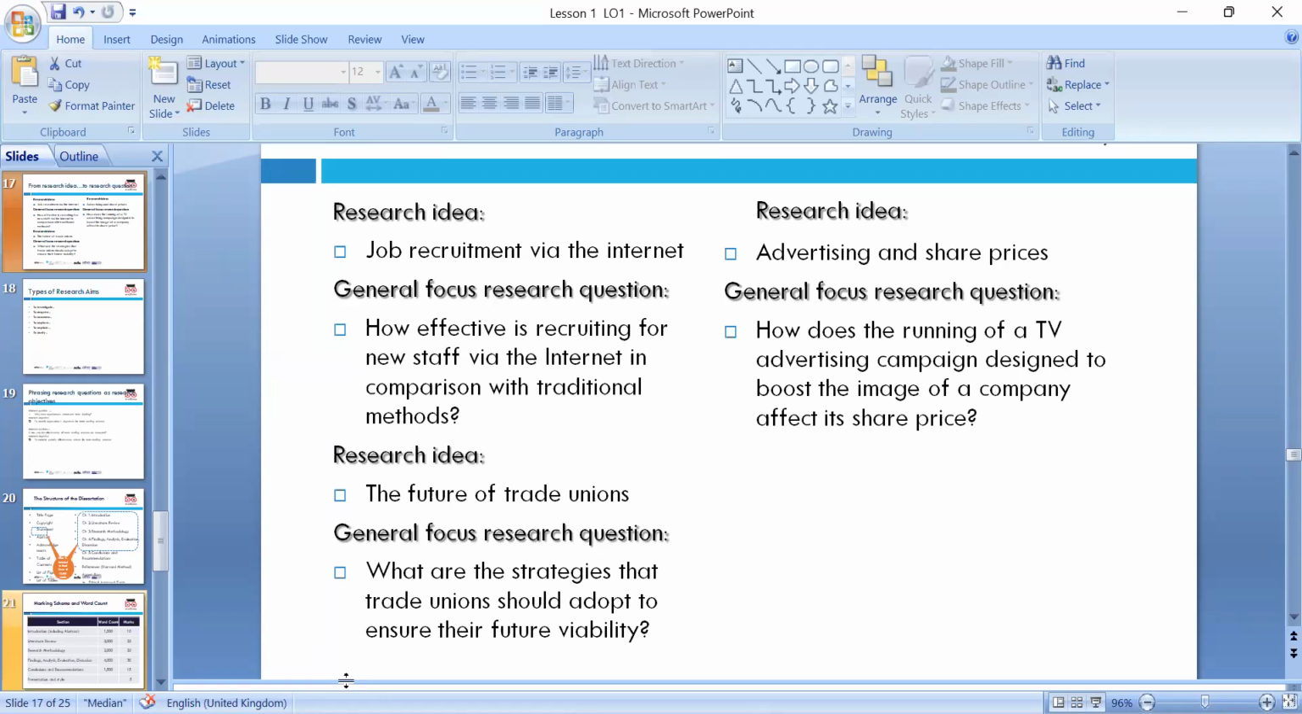Okay, research ideas: advertising and share prices. We can look at the general focus of the research question. How does running a TV advertising campaign designed to boost the image of the company affect its share price? So we have to look at how the running of the TV advertising campaign designed to boost the image of the company affects its share price. That is very crucial, which we have to look at and design as a research question.